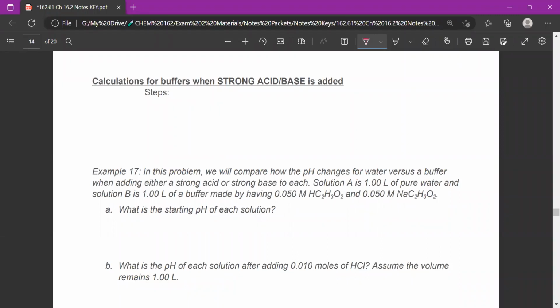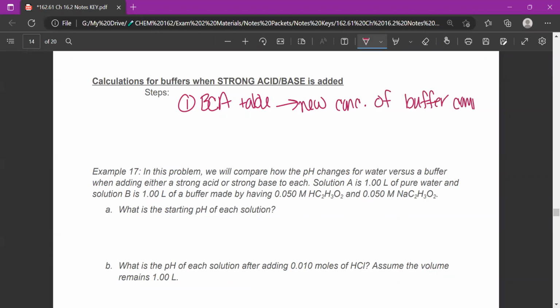Yes, they are kind of long. Can't give you a ton of these on the test. But keep in mind, you just have to watch what you're doing. Think about what you're doing. Do I need a BCA? Do I need an ICE? It's a BCA if you have a neutralization going on. You have an ICE if it is a weak something. So the steps for these, like I said, step 1, you're going to do a BCA table. Why? What does that give you? That will give you your new concentrations of the buffer components.